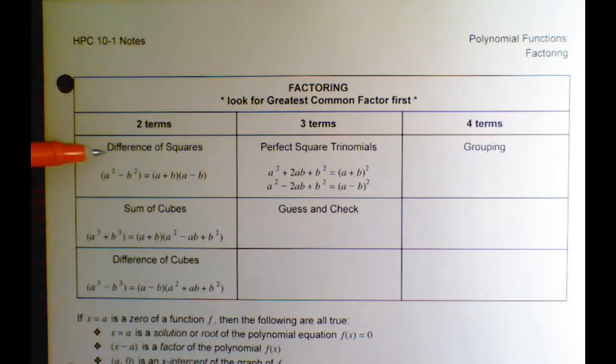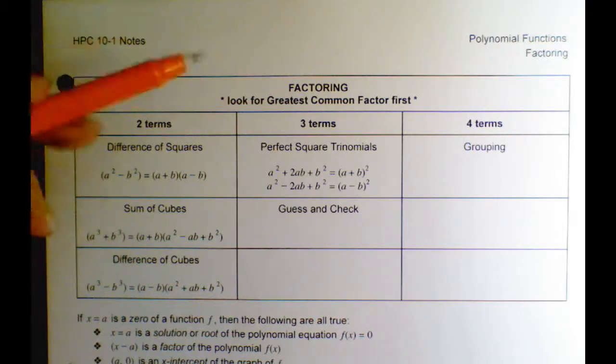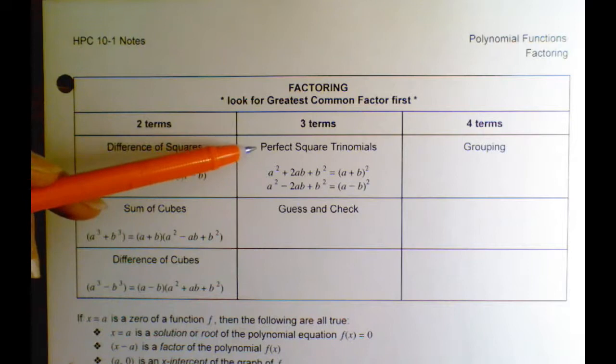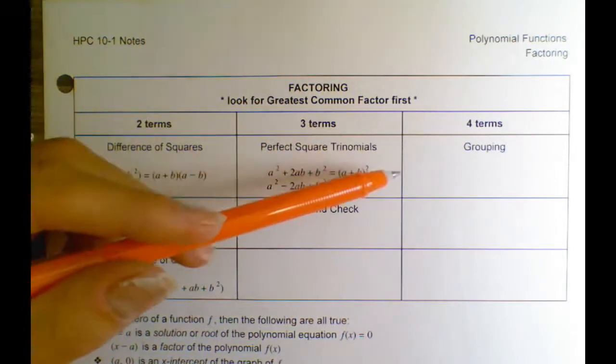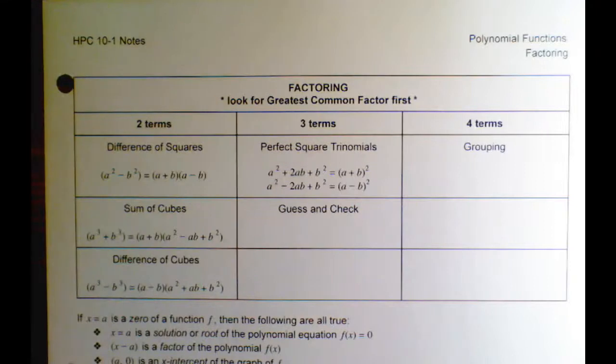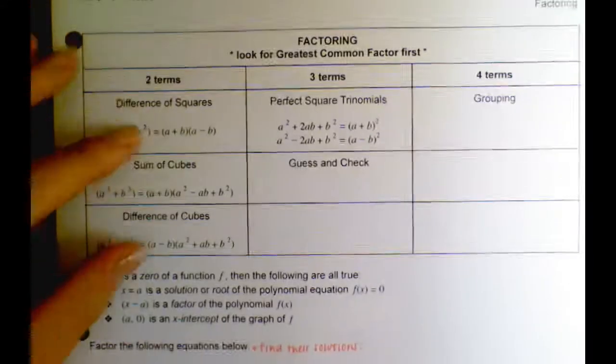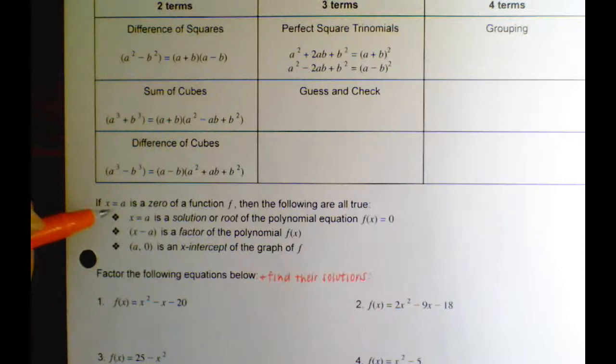If you have 2 terms you want to look for the difference of squares, sum of cubes and difference of cubes. If you have 3 terms, you want to look for perfect square trinomials or guess and check. And then 4 terms, you're most likely going to just go ahead and group. All right, before we get started, a couple of things I want to go over, just some vocab.